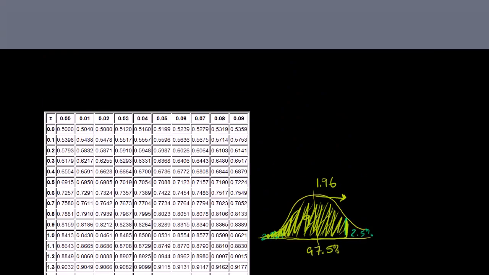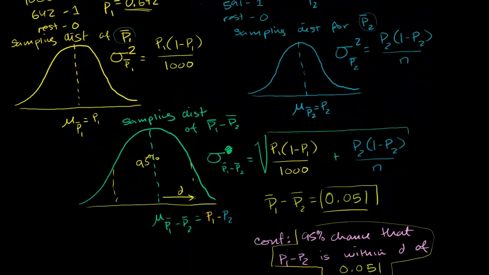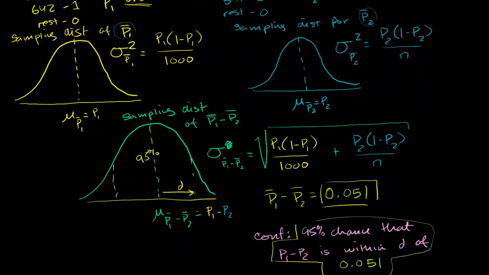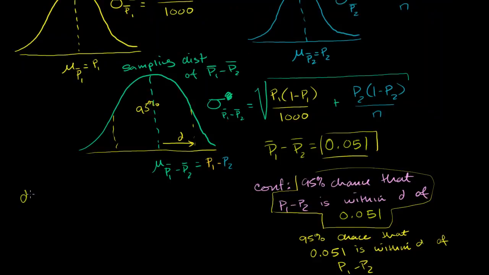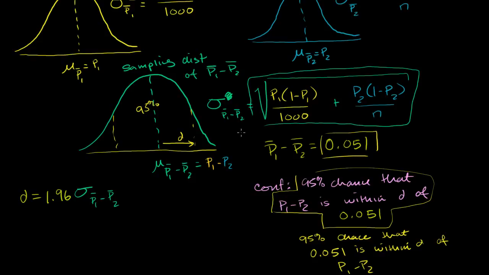So if we look to this normal distribution right over here, this distance that we care about is going to be 1.96 times the standard deviation of this distribution. So it's going to be 1.96 times all of this business. 1.96 times the standard deviation of this distribution. And so we just need to calculate this and multiply it by 1.96.